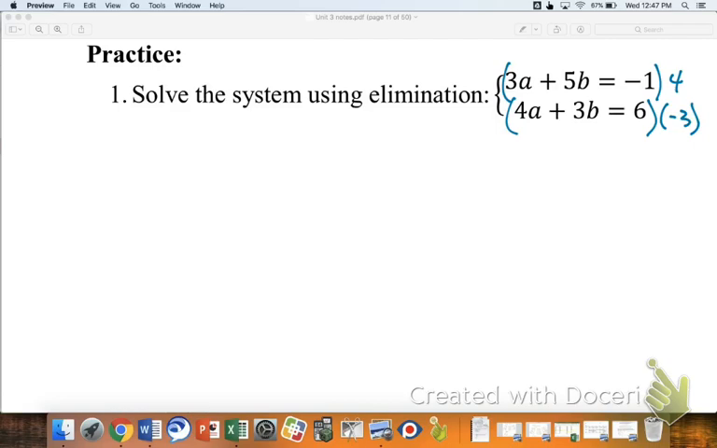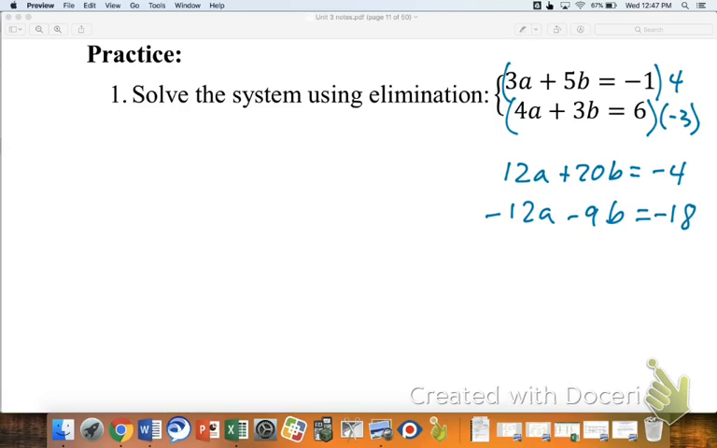Check this out. The top equation would be 12a plus 20b equals negative 4. That make sense? The bottom equation would be negative 12a minus 9b equals negative 18. Do you notice how the coefficients on the a's are now opposites?